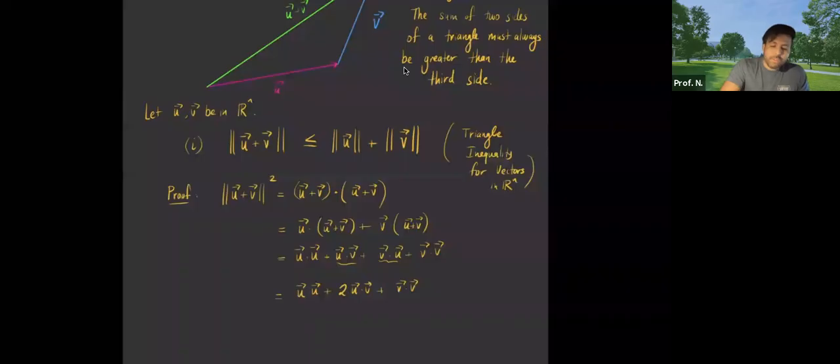Again, what am I trying to show? I'm trying to show this. So I have to have the norm again somehow, right? I have to get the norm symbol to pop out somehow. And where does it pop out? It pops out with these dot products. What is u dot u? It's the norm of u squared. And what is v dot v? It's the norm of v squared.